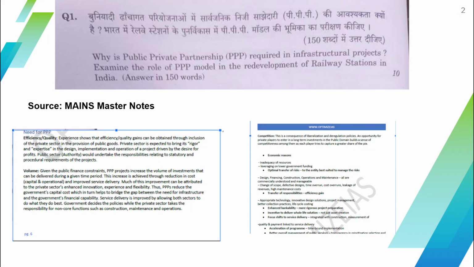See the first question. The first question has come on public-private partnership. Why is the public-private partnership required in infrastructure projects? Examine the role of PPP model in redevelopment of railway stations in India. Guys, if you observe this question, the first part, why is PPP required in infrastructure projects? It is completely static and directly from the syllabus.